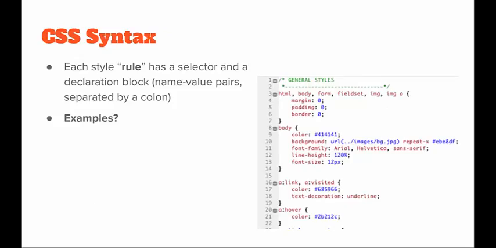When it comes to the syntax of CSS, we have a series of rules. Each style rule has a selector and a declaration block, which are really a series of name and value pairs separated by a colon. There are some examples here shown on the screen. For example, for the body tag, we're specifying a variety of different styles relating to the color, to the background, to the font that's used, to the line height, and to the font size. These are just a few of the different things we can specify when it comes to cascading style sheets.